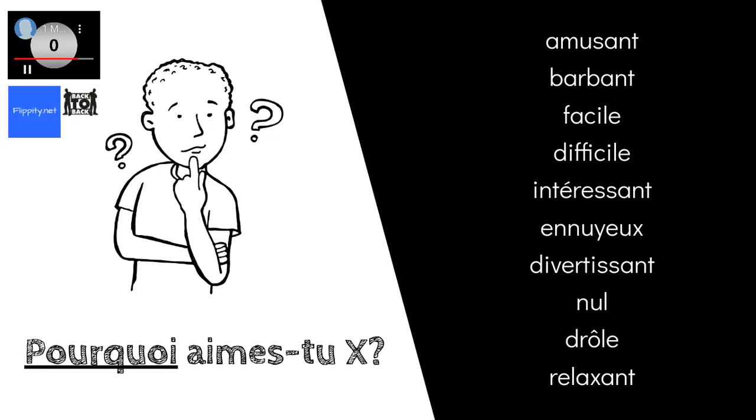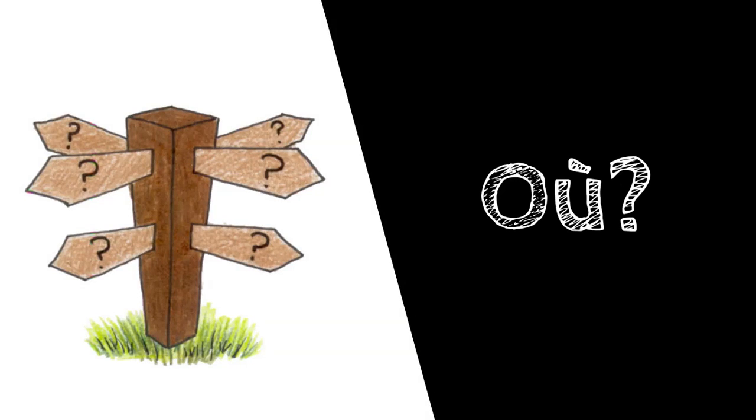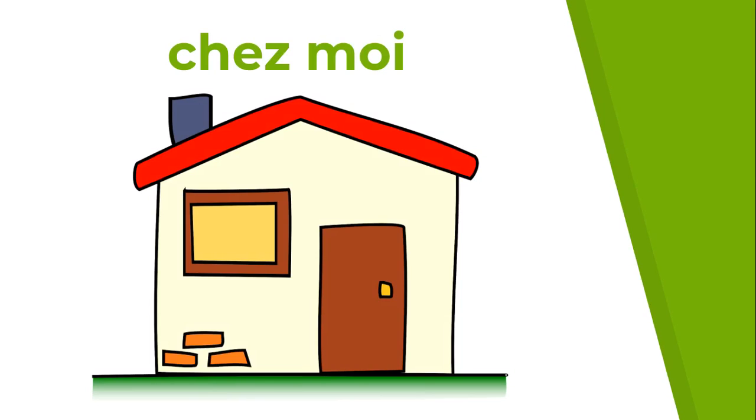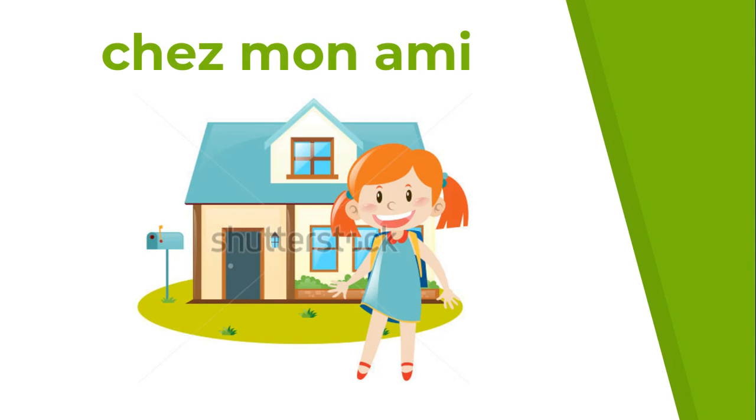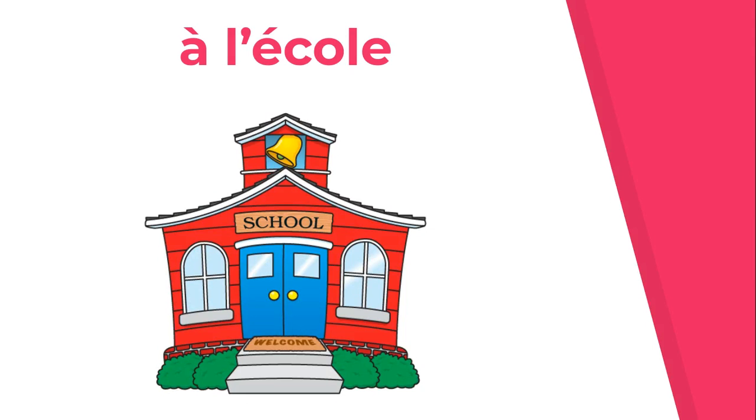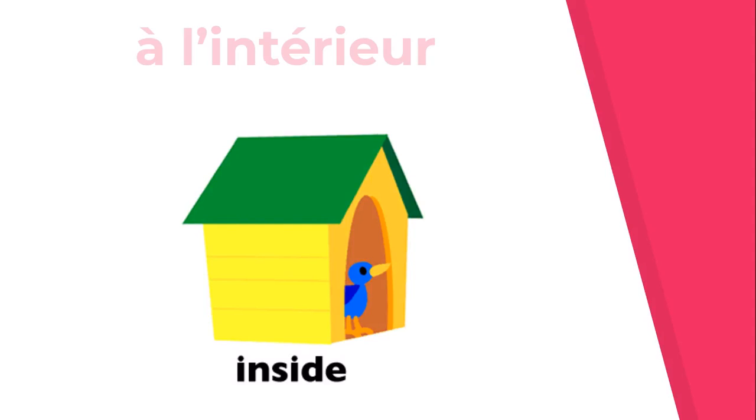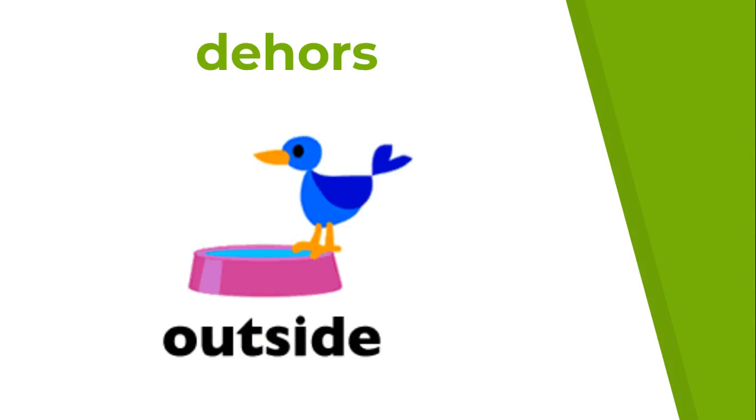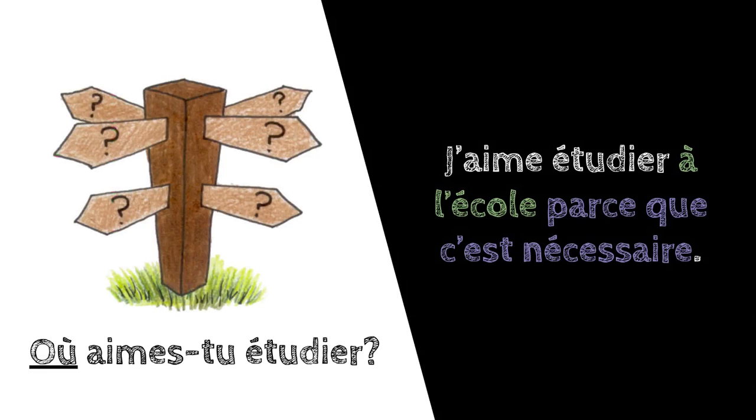Excellent. Retournez à vos places. Alors, répétez où? Chez moi? Chez mon ami? Au parc? À l'école? À l'intérieur? Dehors? Excellente. Répétez. Où aimes-tu étudier? J'aime étudier à l'école.